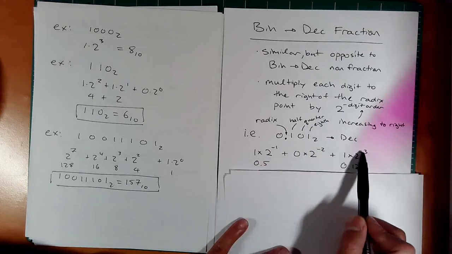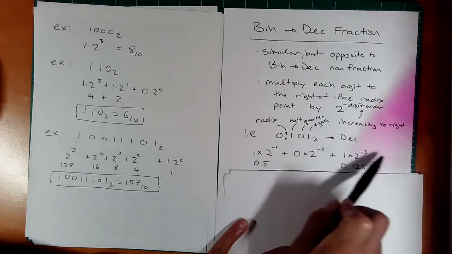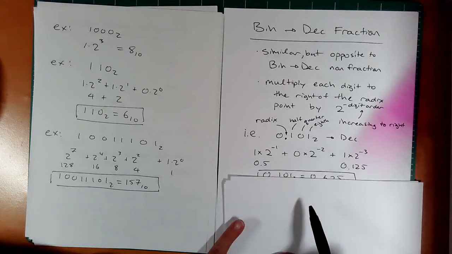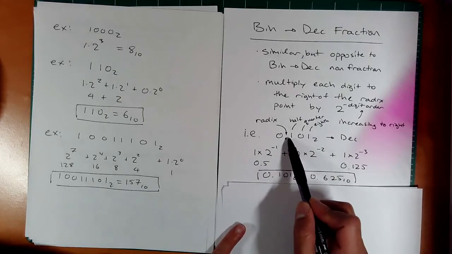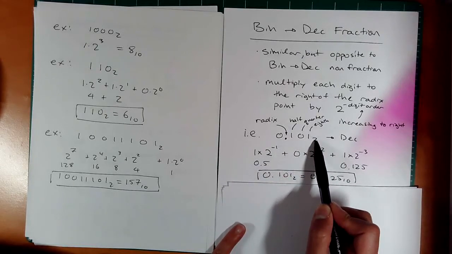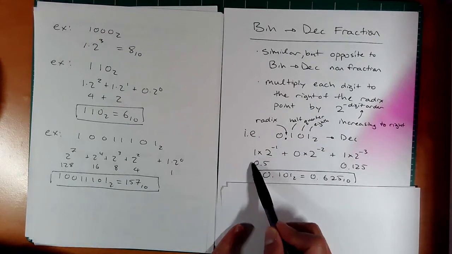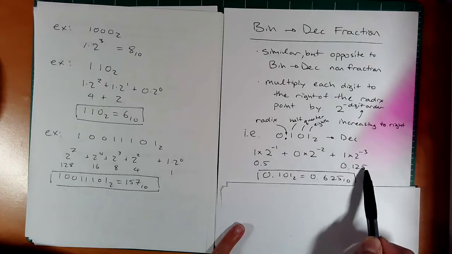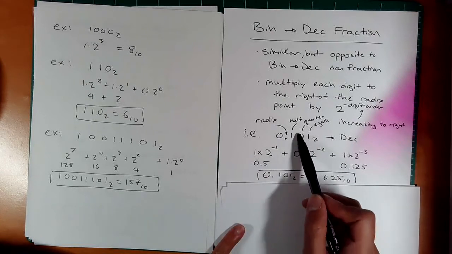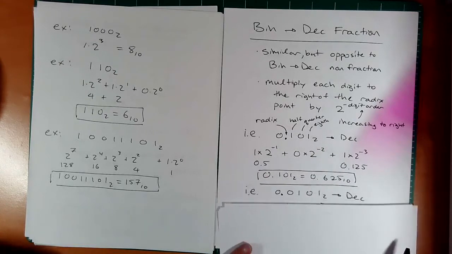And so what you do is the same thing, except look at the difference. You have minus 1, minus 2, minus 3, and you're increasing from right to left, but you're putting a negative here, okay? And so in this case, 0.101 binary is going to be the same as 0.625 base 10, because I'm just adding up 0.5 plus 0.125. Okay, notice the 0 here, cancel that one out.